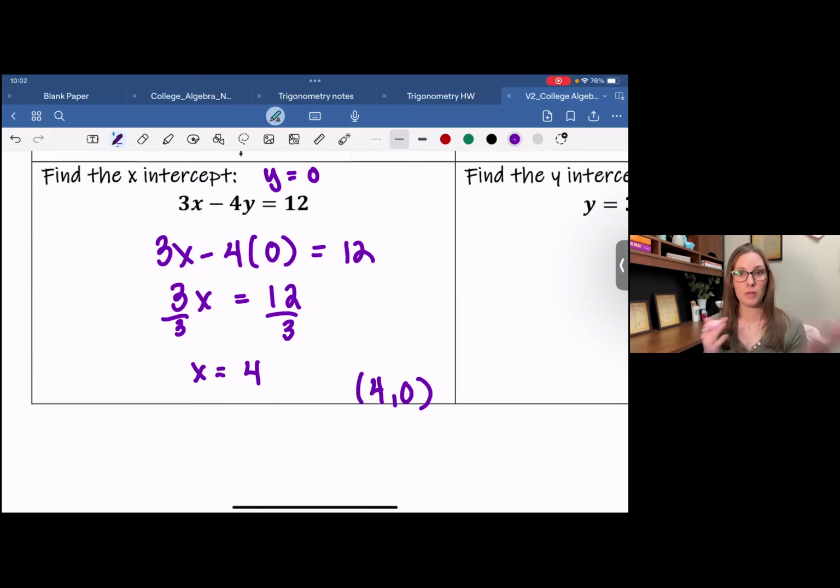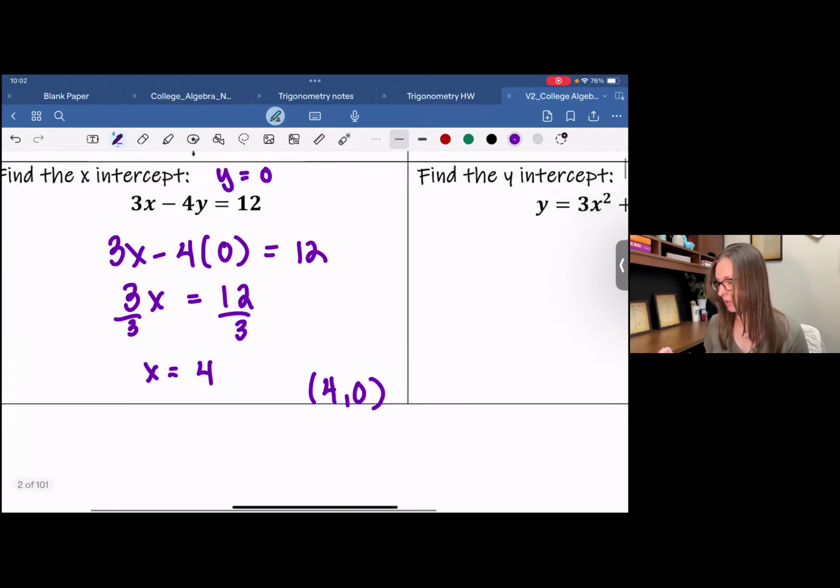And I could do the same thing for the y-intercept. It didn't ask for that in the notes, but you could plug in 0 for x, solve for y, and you would have the y-intercept. With those 2 points, you could draw the equation of the line, but I'm getting ahead of myself. We're just looking at intercepts.